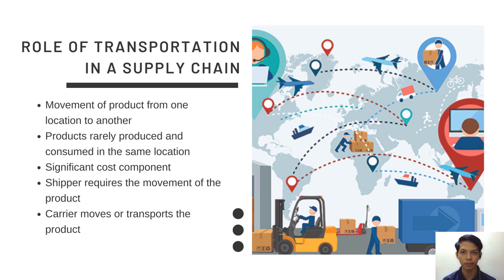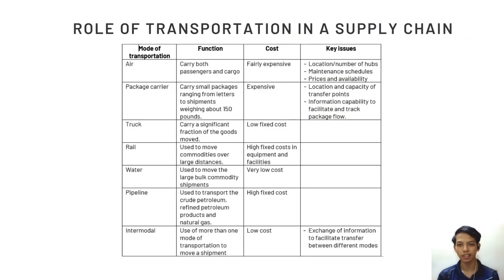Transportation plays 5 different roles in a supply chain, including moving products from one location to another, rarely producing and consuming goods in the same area, being a significant cost factor, being required by the shipper, and moving or transporting goods. This table details how transportation fits into a supply chain.